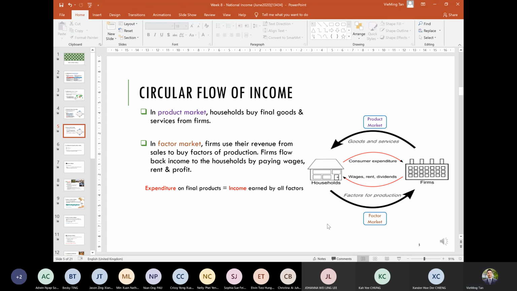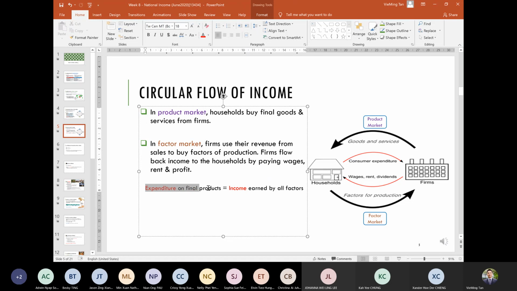Before I proceed to the next slide, the most important thing for this slide is to explain this concept: total expenditure is equal to total income. This is the most important concept that I would like to deliver to you through this two-sector circular flow of income. So far so good.